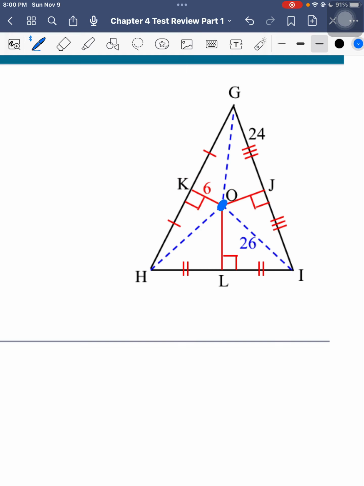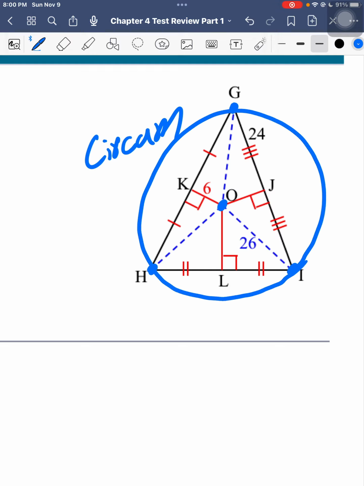And what is this point if it's the point of concurrency of perpendicular bisectors? That is the circumcenter. And we know that the circumcenter is equidistant to the vertices of the triangle because of the invisible circumscribing circle. So if OI is 26, then what are OG and OH? They are also going to be 26. This 6 is just here to confuse you.